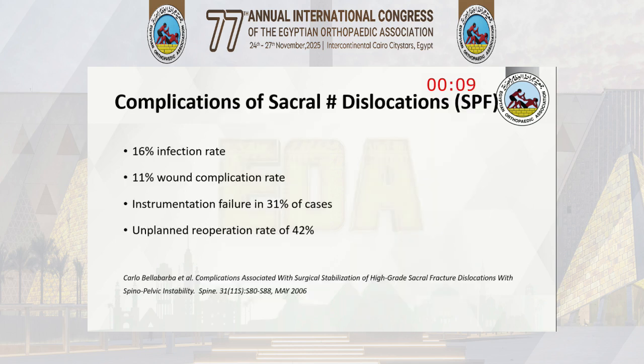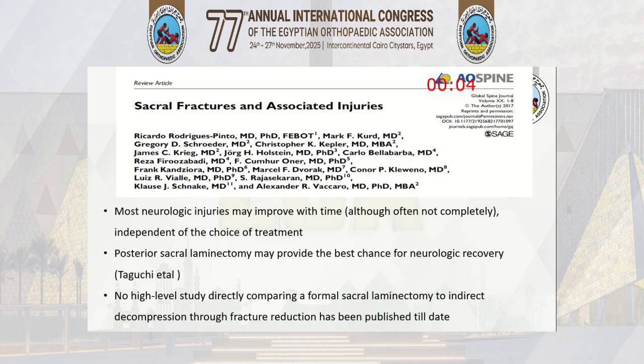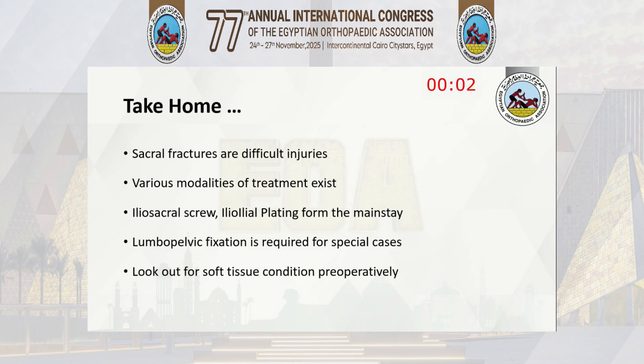There can be some complications. Remember, in spinopelvic fixation, you will have a lot of wound dehiscences, and as regards neurology, there is nothing that is not controversial. Whether you do a decompression or not is the question. So finally, sacral fractures are a different ball game than the regular spine fractures which you get. Various treatments are there, not only spinopelvic fixations. For us, iliosacral screws and iliotransiliac plating form the mainstay for the pelvic injury as such. And whenever it's a spinopelvic instability, then you go about doing a spinopelvic fixation with triangular osteosynthesis. Thank you.